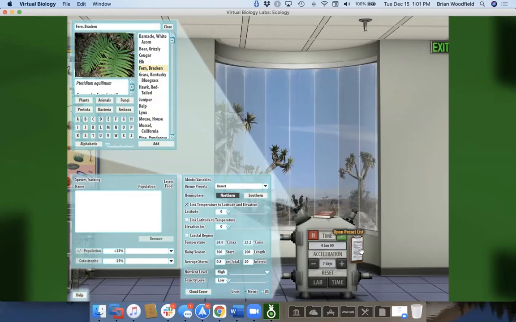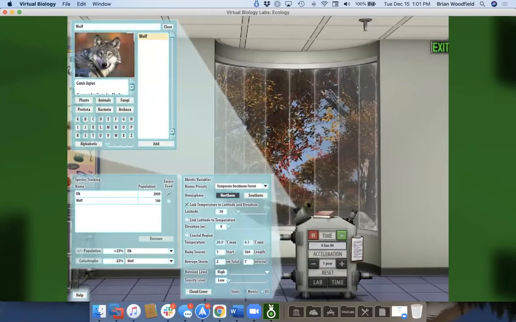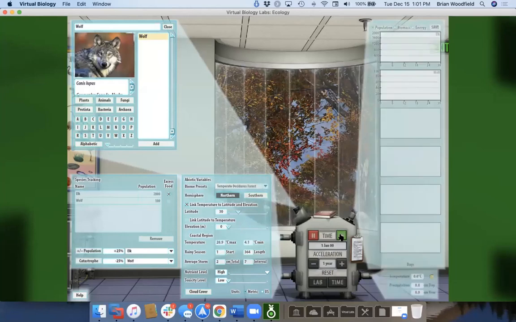So just an example here would be wolf and elk in a temperate deciduous forest. You click play, and what we do here is we track the population. The first one is going to be the elk, and this one here is the wolf. And you track that over time. You can see that they're being eaten. There's spring where there's births. And you can see that in general, elk are going down, wolf are going up.